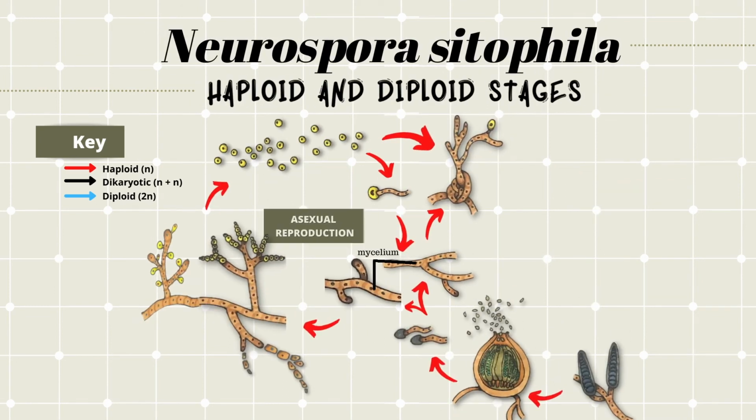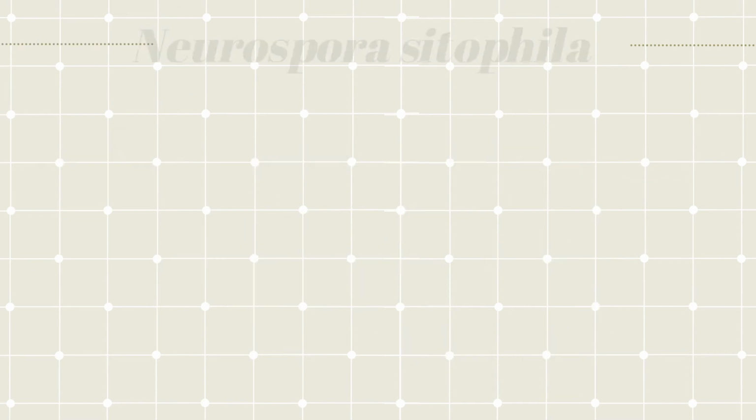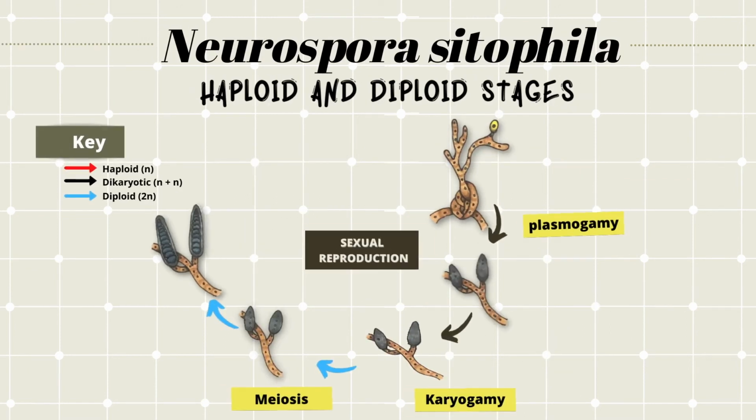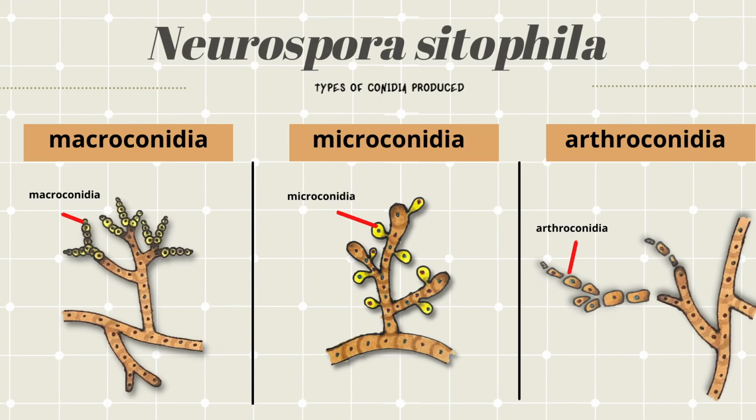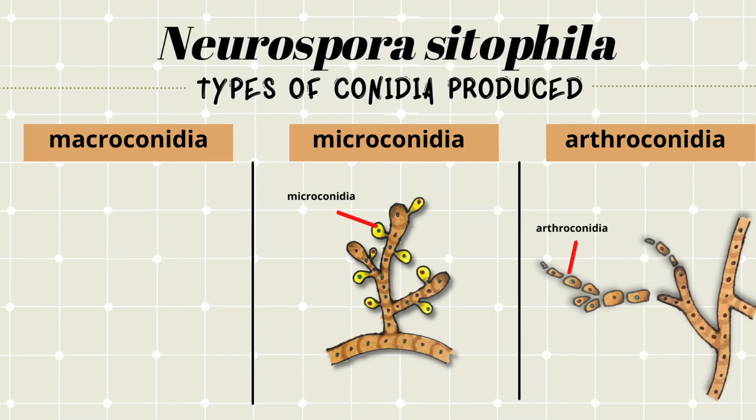Neurospora sitophila has haploid and diploid stages. In asexual reproduction, all of the nuclei remain haploid. But in sexual reproduction, diploid stages can only be seen briefly. This is because diploid stages occur right after nuclei fusion, which is quickly followed by meiosis, giving rise to 4 haploid nuclei. Neurospora sitophila produces 3 types of conidia: macroconidia, microconidia, and arthroconidia.